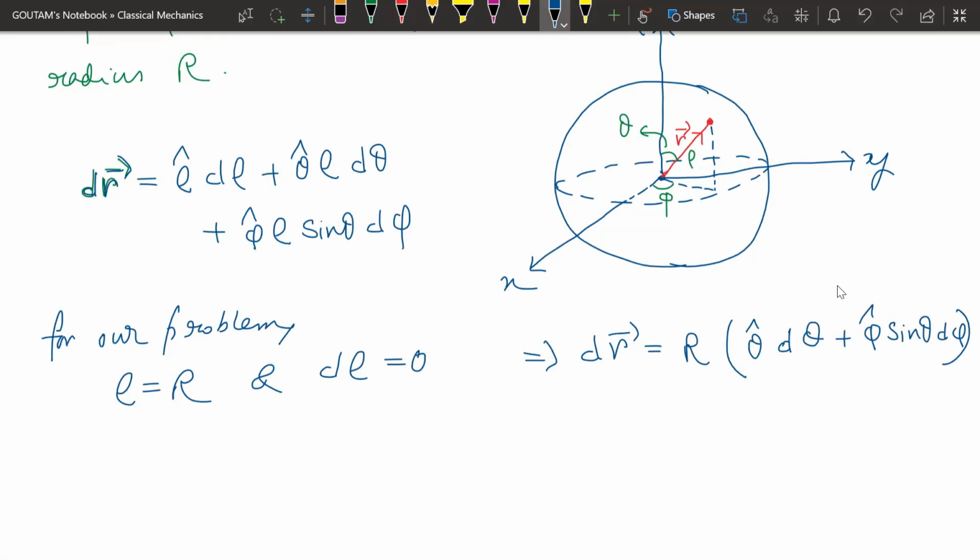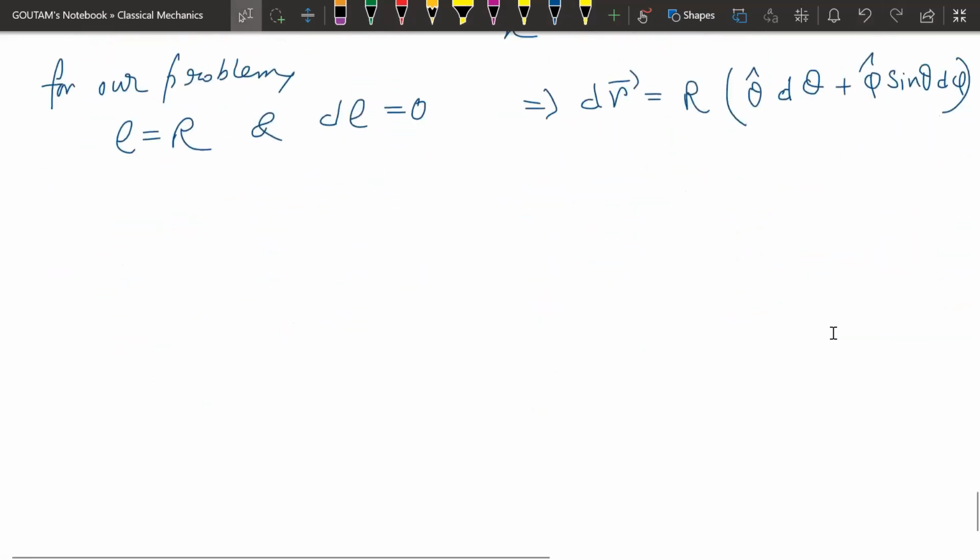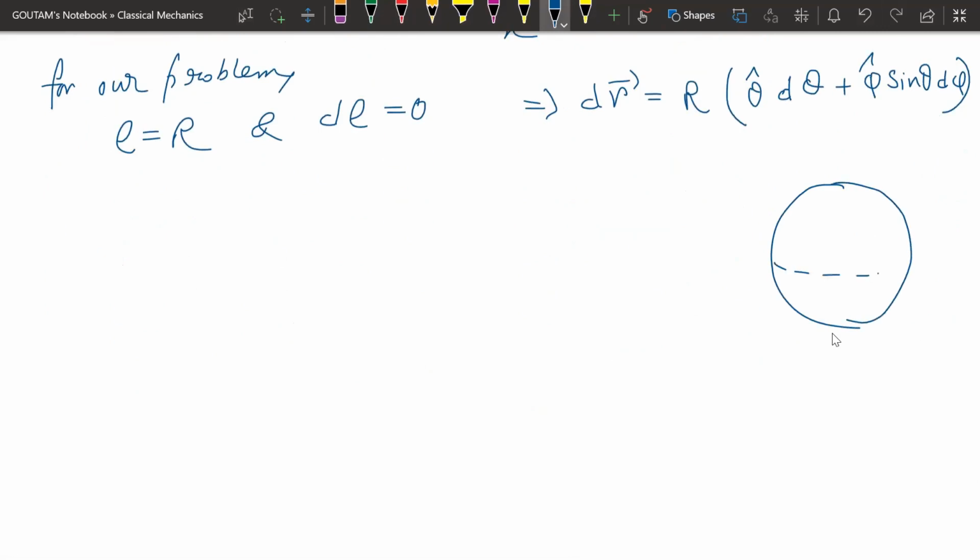So in that case, let's say it's a sphere. And there are two points, let's say this is point one and this is point two. So there can be many curves joining point one and point two.